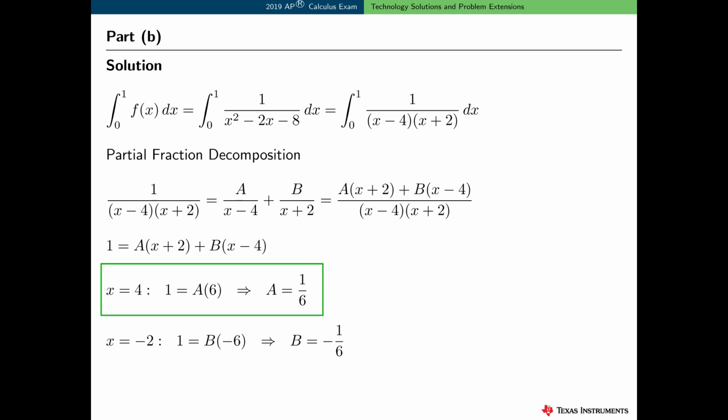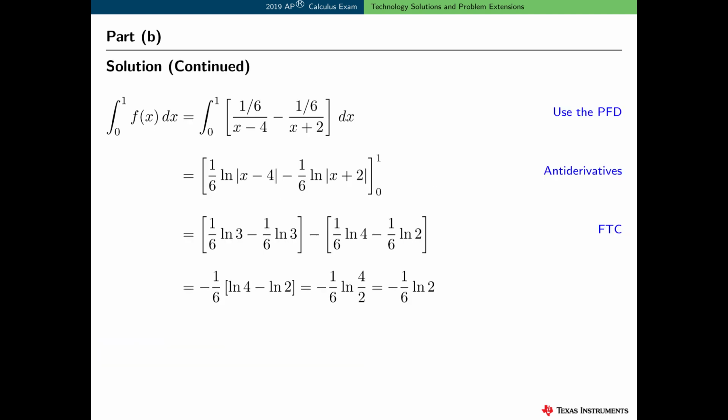To find a and b in this case, let x equal the root of each linear factor. So first, let x equal 4 in this equation. When x equals 4, we get 1 is equal to a times 6 plus b times 0. So a is equal to 1/6. When x is equal to minus 2, we get 1 is equal to a times 0 plus b times minus 6. So b is equal to minus 1 divided by 6.